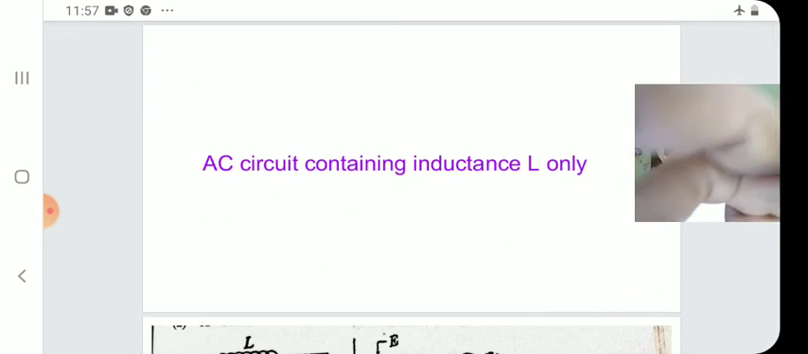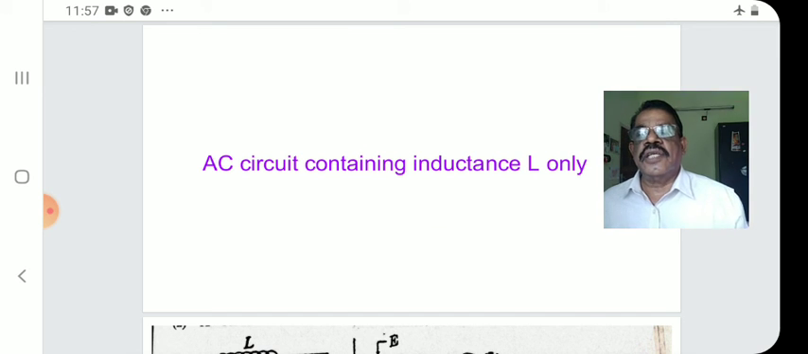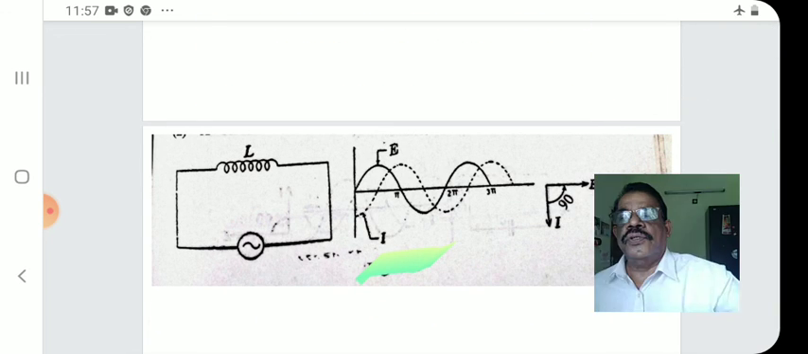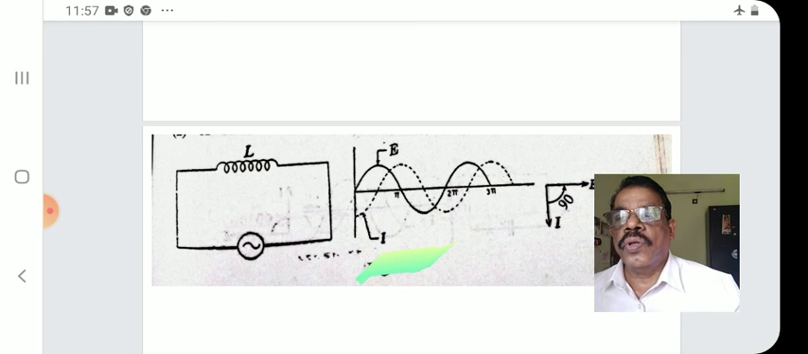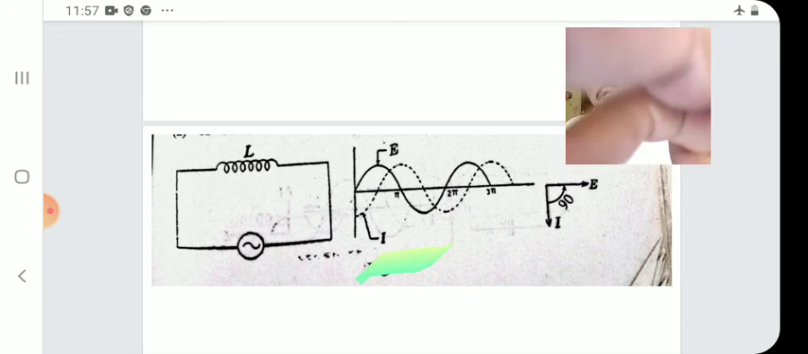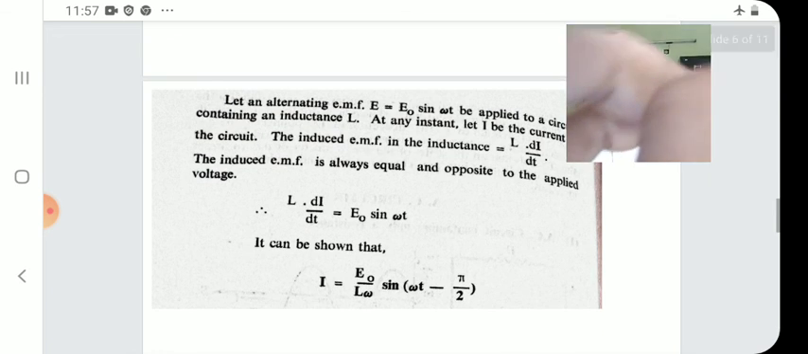Now we consider the second circuit, that is the AC circuit containing L only. L means inductance. And here is the circuit you see: an inductor, a coil, is connected to an alternating EMF E0 sin omega t. What is the result? We can see.